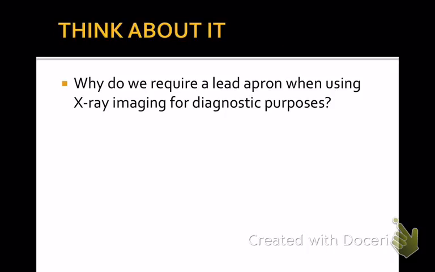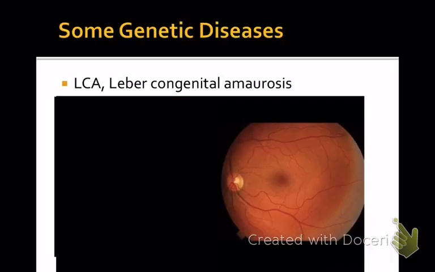Come back to that. And what you're seeing in this image is a normal eye. And on the far left, what you're seeing is the point of attachment of the retina to the optic nerve. And what you're seeing in the midline, that dark spot, is the focal point. It's where the highest concentration of cones in your eye is located.